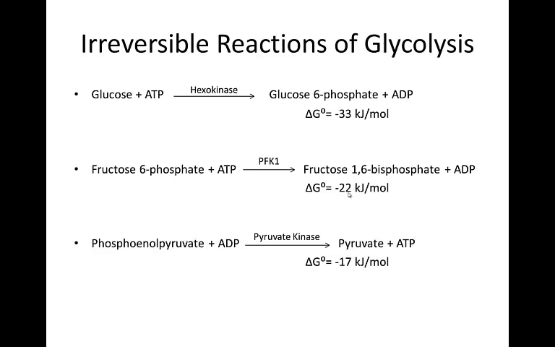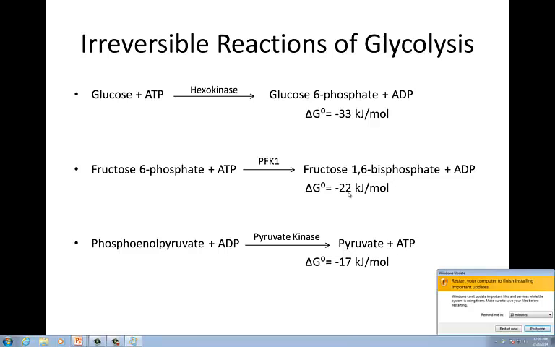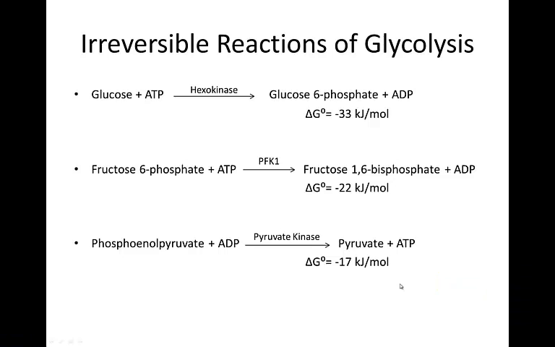Here are the 3 irreversible reactions of glycolysis. You can see that these reactions all have large negative delta G values. Remember that reactions are spontaneous at negative free energy values, and these values are all largely negative, meaning that they are irreversible.